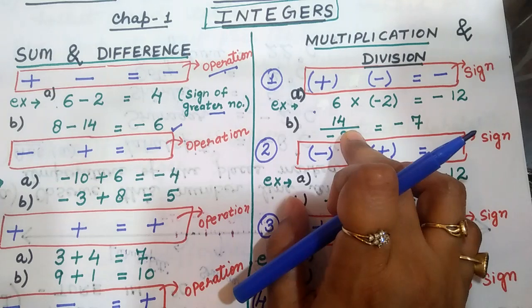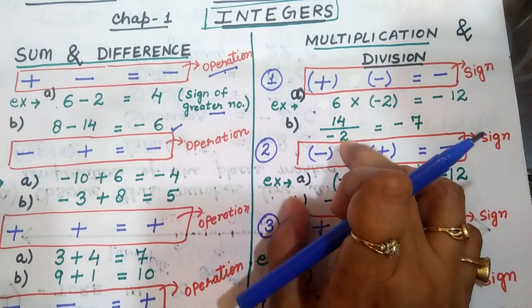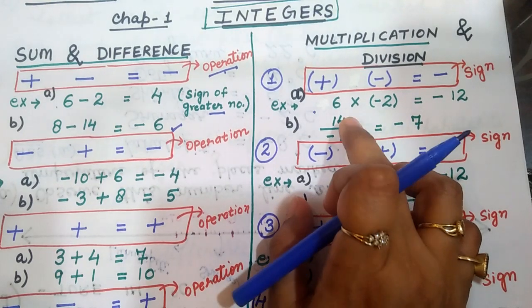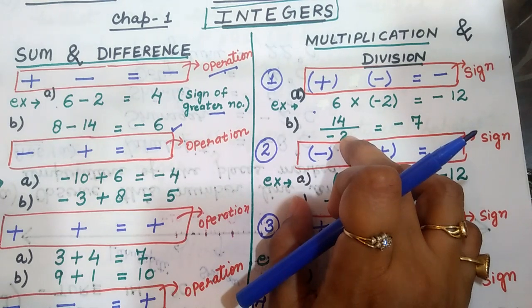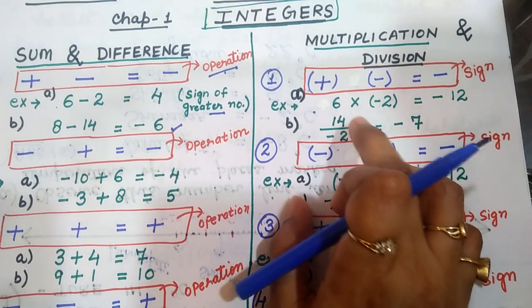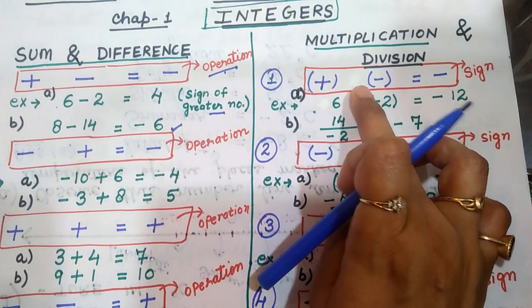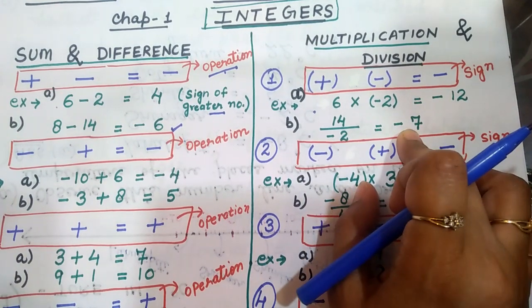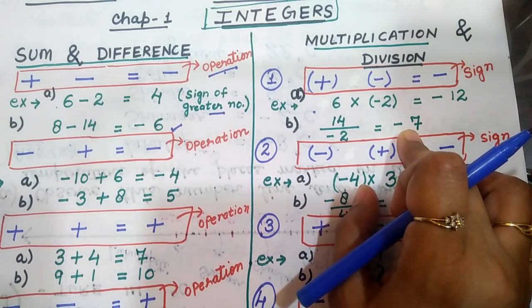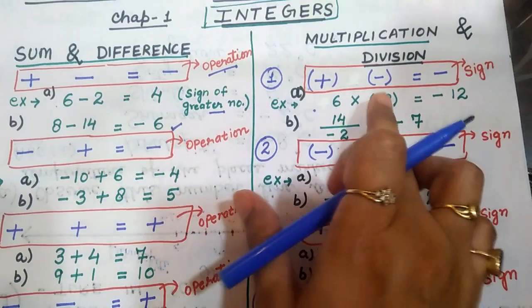Similarly, if we are going to divide a positive integer by a negative integer, we will do division. We will not do subtraction. We will divide 14 by 2, which gives 7. But for the sign, we see the rule plus minus is minus, so we will put a minus sign in the result. I hope you understand the difference.